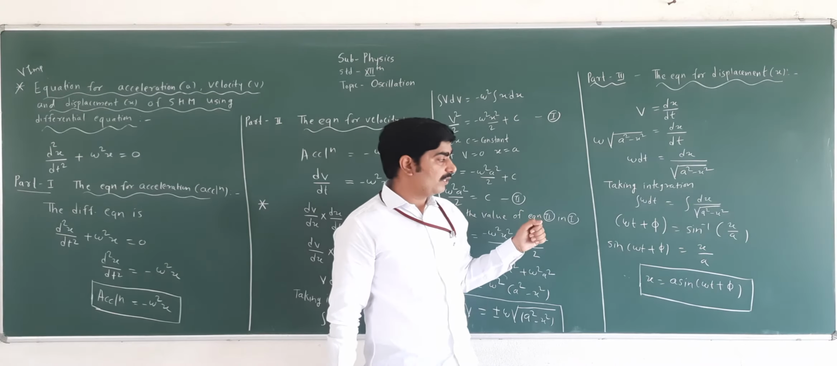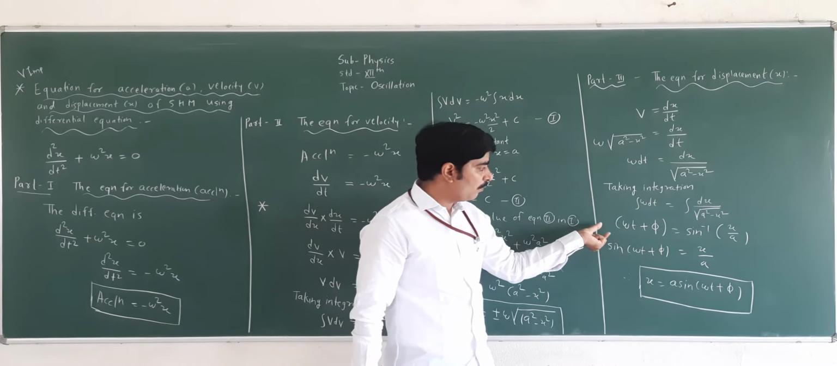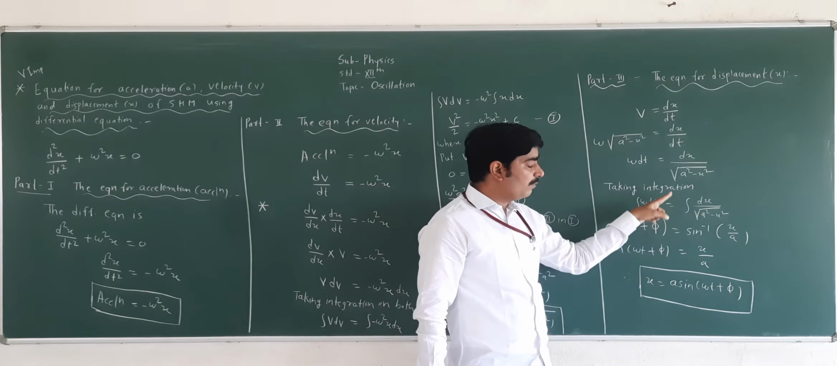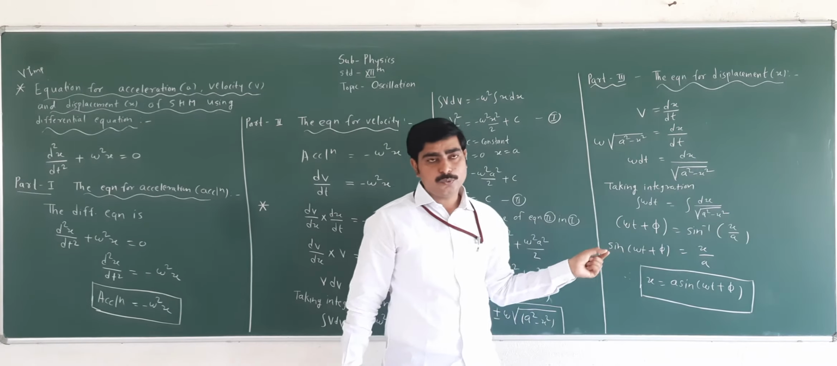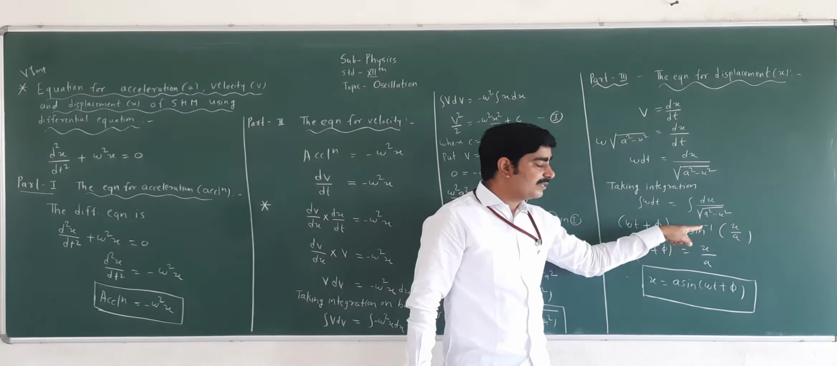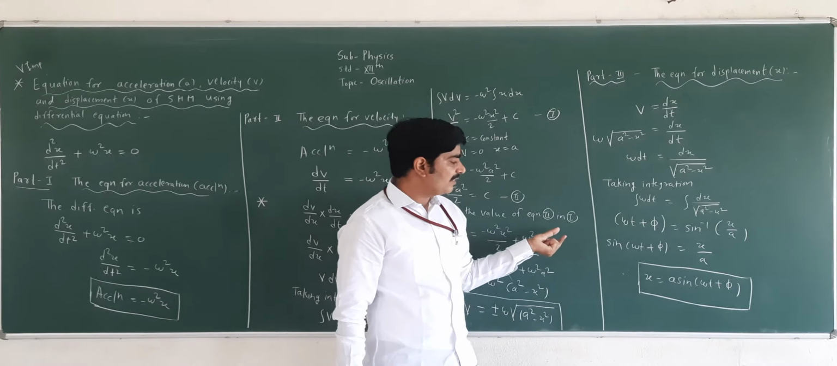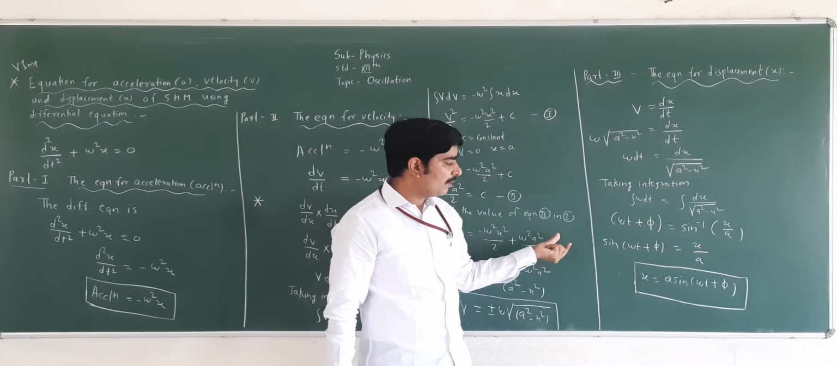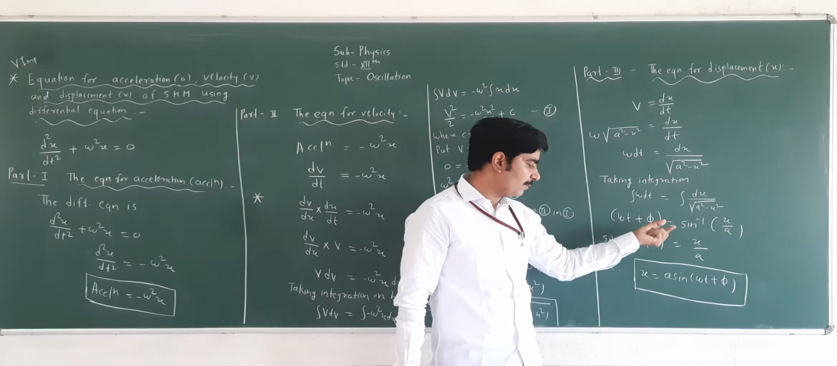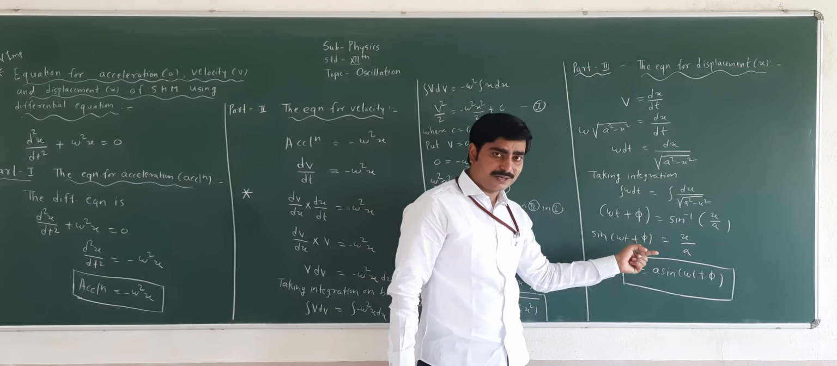Taking integration on both sides. When we are taking the integration, integration of omega into dt gives omega t plus phi, and integration of dx upon under root a square minus x square has the value sin inverse x upon a. So this sin inverse, when we go to the LHS, it will become sin. So sin of omega t plus phi is equal to x upon a. Therefore, x is equal to a sin omega t plus phi.